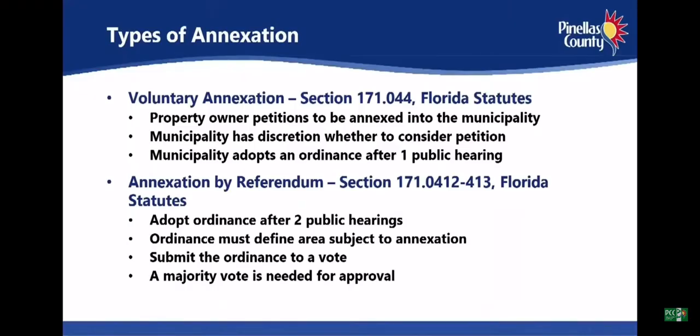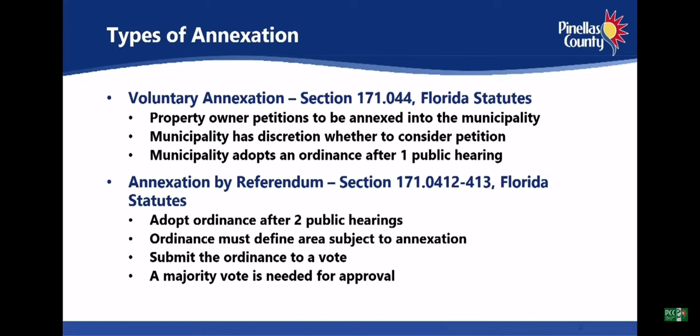And so first, how does annexation occur? Chapter 171 of Florida statutes has two methods for annexation. The first method is referred to as voluntary annexation, and this occurs when a property owner or a number of property owners petitions to be annexed into a municipality. The petition is required to have the signature of the property owner or of all of the property owners that will be affected by the proposed annexation.